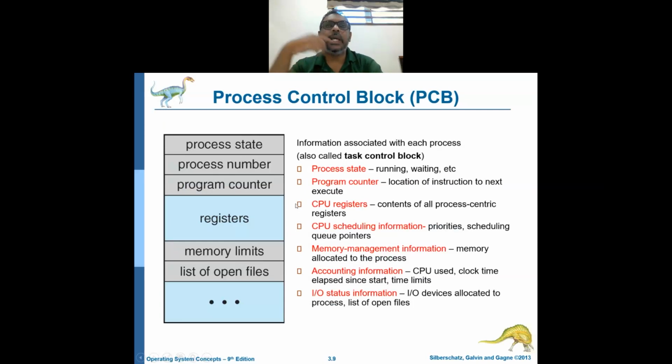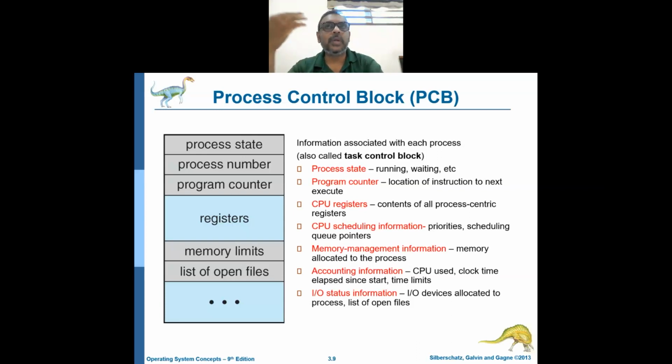Each process has a unique ID, which is called a process control block. A process control block is a unique ID for each process. Inside this PCB, there are several types of information. One is the process state. So what is the process state? As I explained to you, it can be new, ready, running, terminate, or waiting. So these are process states. It also has a process number, a number given by the operating system.